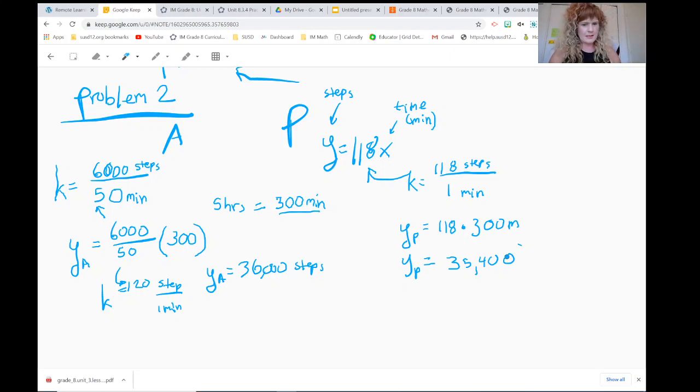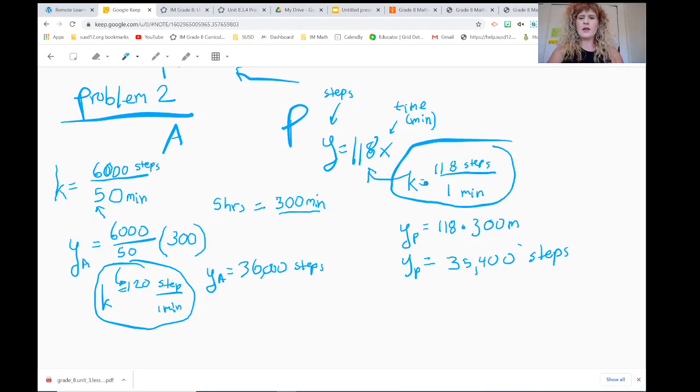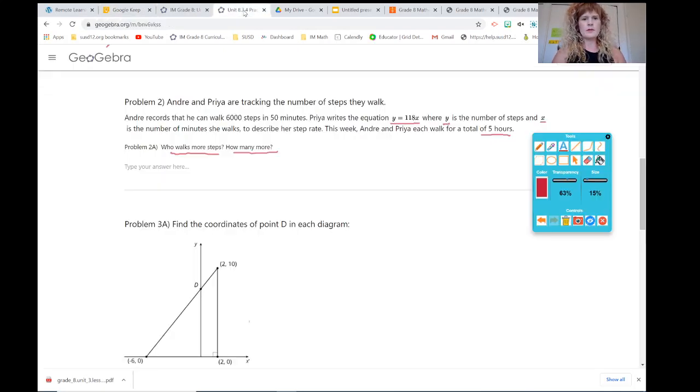Do those answers make sense to you? Look at them again. Do they make sense? I always stop and ask myself, do they make sense? That's why I'm pausing. Okay, well, let's check if they make sense. We reduced Andre's rate to 120 steps per minute, and Priya's rate is 118 steps per minute. So Priya walks a little slower. She has a little bit fewer steps per minute. So it does make sense. Yeah, Andre has slightly more steps per minute. Okay, good job, guys.